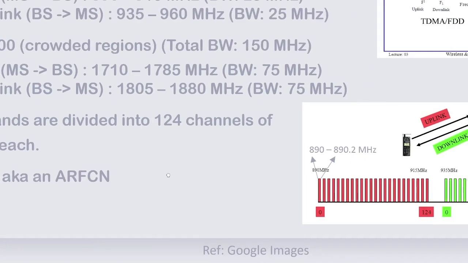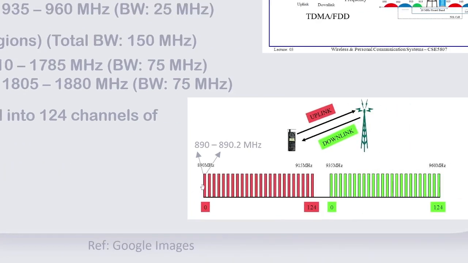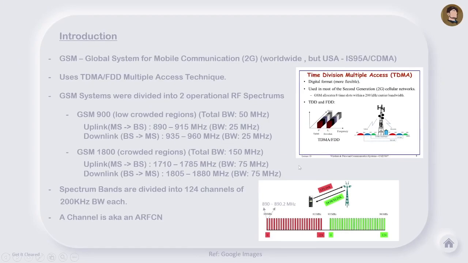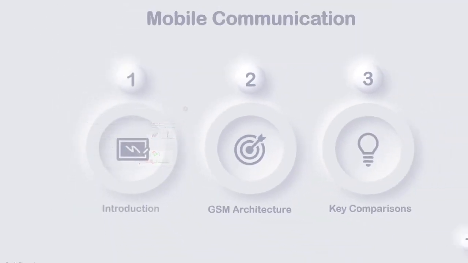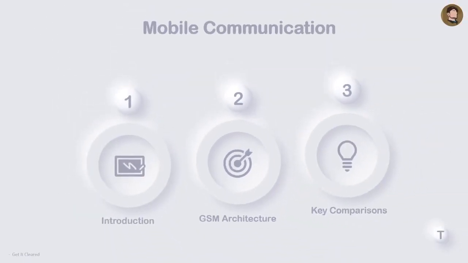Don't just remember this, it is very important, because many people confuse that one slot indicates a single frequency. No, it's not like that. A channel is nothing but a group of frequencies, and in GSM the channel bandwidth is 200 kilohertz. So this was the introduction to GSM.